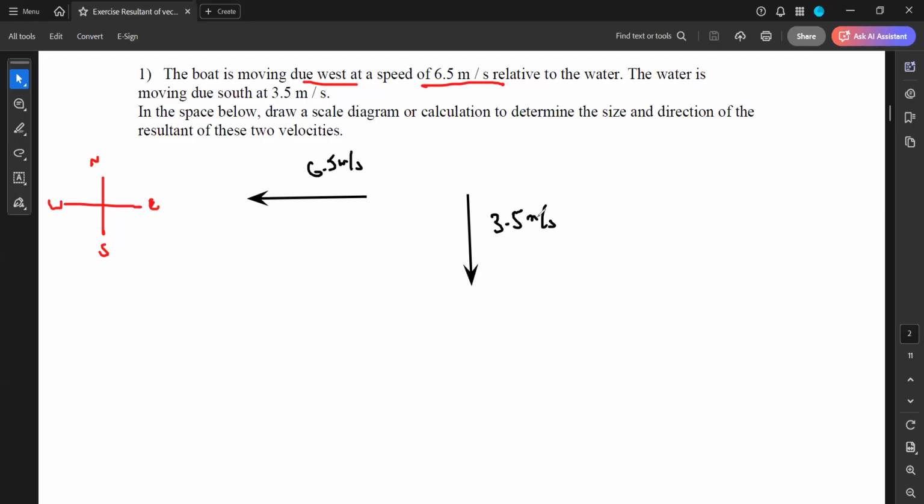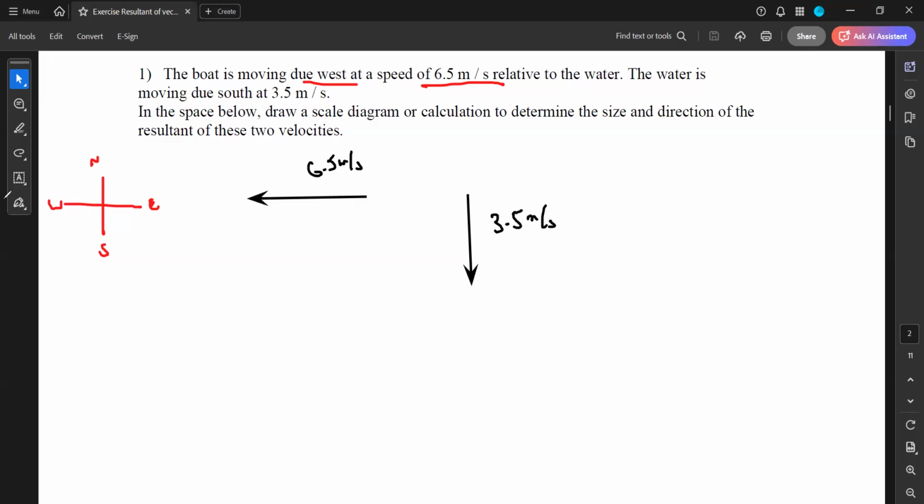In this question, they did not specify whether I need a direction from the west or from the south. So you can find the direction from any of them and you will write that in your answer. Because the question did not specify whether you need a direction from south or from west, any of the vectors you can draw first. But first thing, we determine the size or the magnitude.